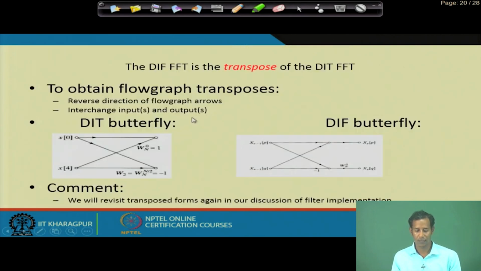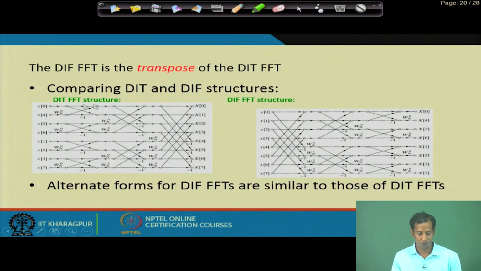So, the DIT butterfly corresponds with x0 and x4, whereas in decimation in frequency they are being multiplied differently. Here we consider the input in the bit reversed manner, but there we consider the original sequence. Okay. So, this is the decimation in time FFT structure, and this is the decimation in frequency structure. Here we consider x0, x4, x2, x6, x1, x5, x3, x7, but there the inputs are already in sequence.